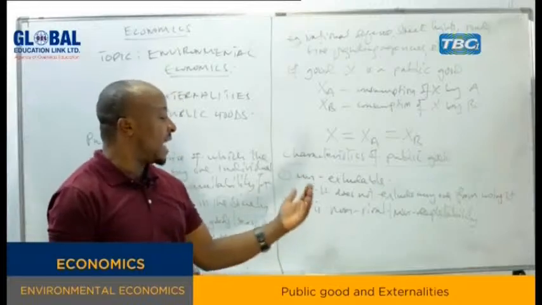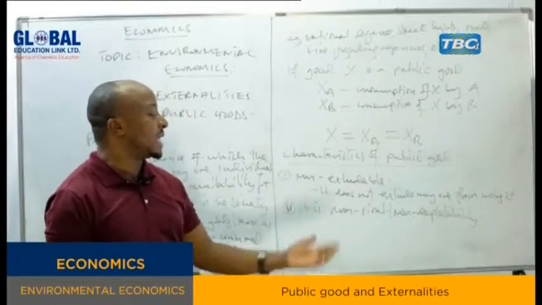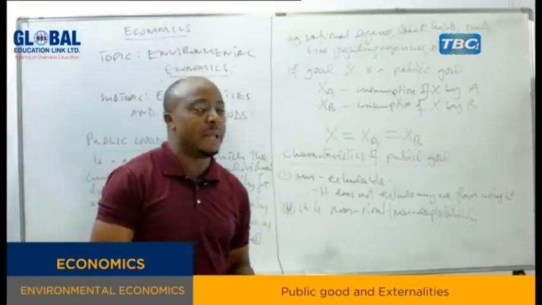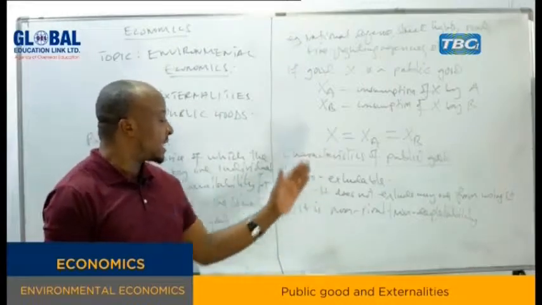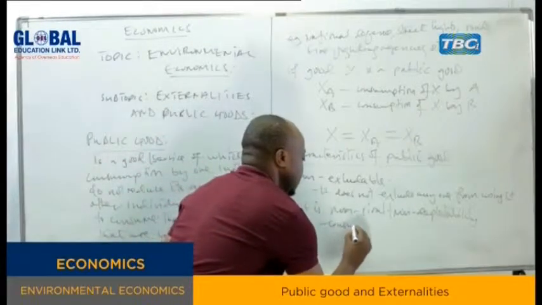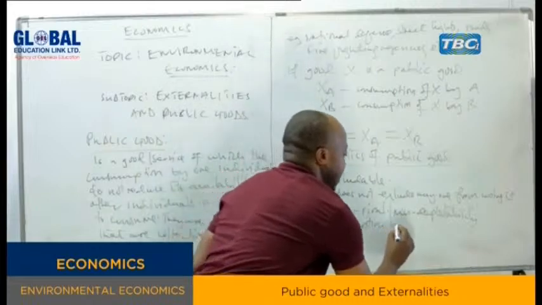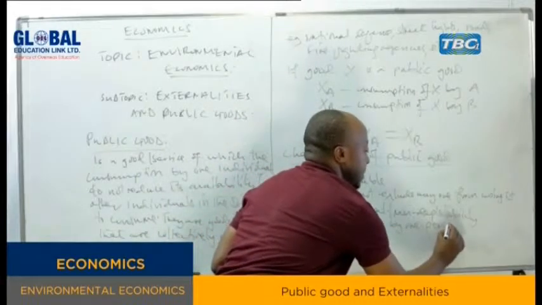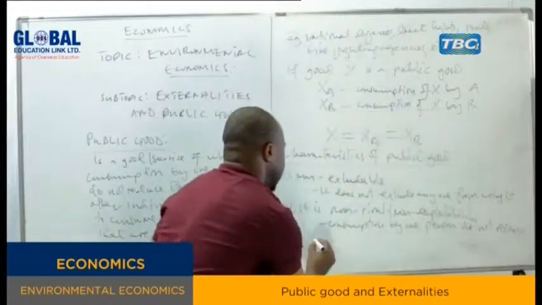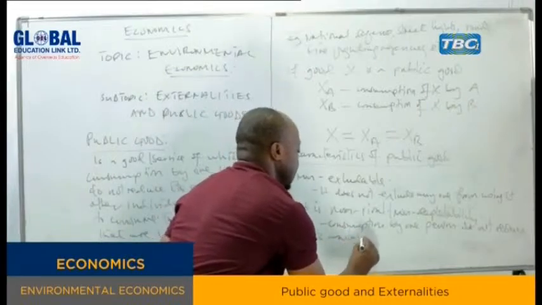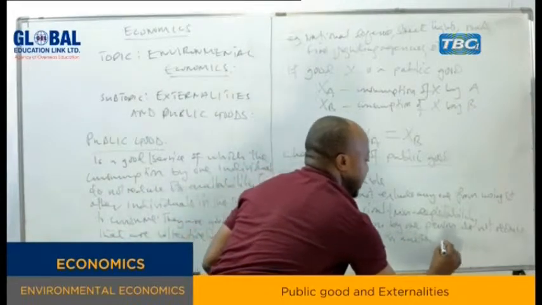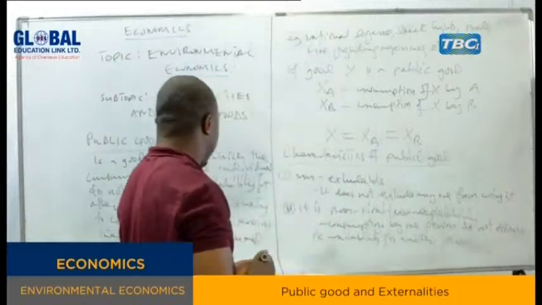But a public good is non-rival and non-depletable, because the consumption of one individual does not reduce it for consumption by another individual. That is non-rival. So this is the second characteristic of a pure public good. I said consumption by one person does not reduce its availability for another person. That is one of the common characteristics of a pure public good.